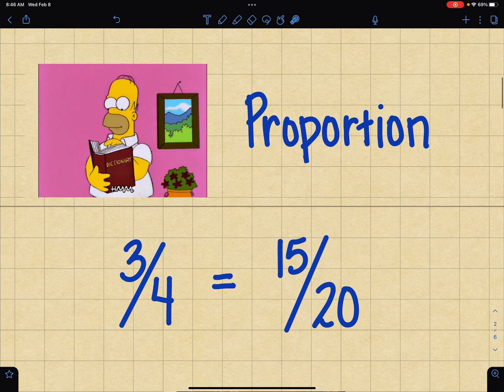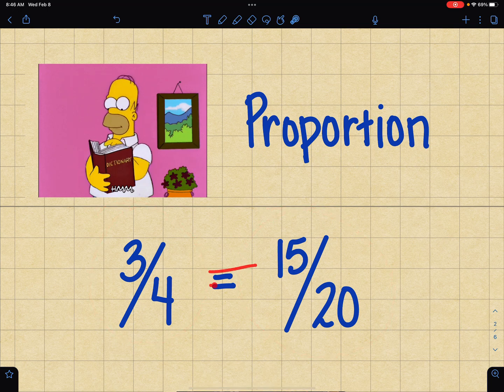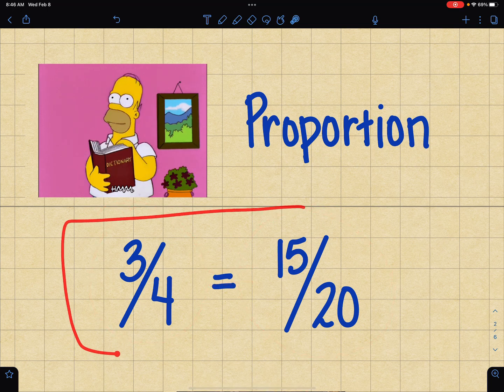Now, how do you get a proportion? If we look in the dictionary here, like Homer's looking in the dictionary, we would see a proportion is an equation or statement in which two ratios are equal. So here's a ratio, here's a ratio. A statement where they're equal, this is a proportion.